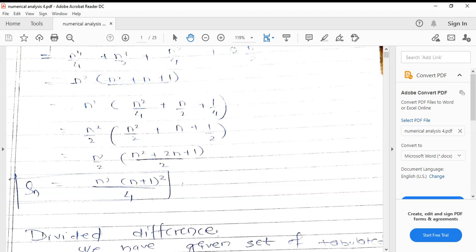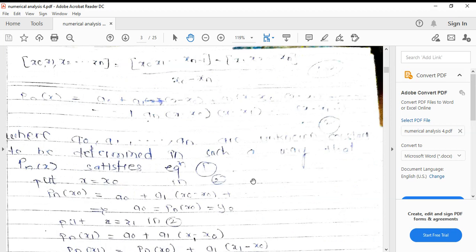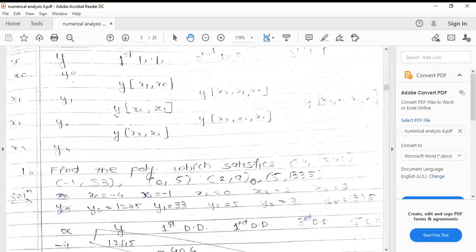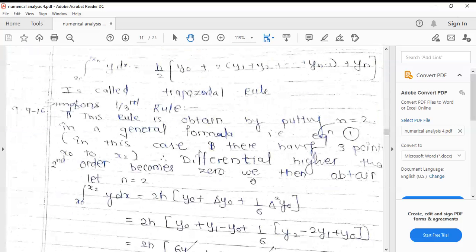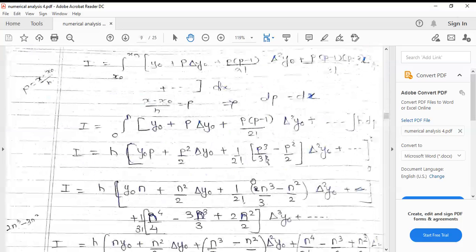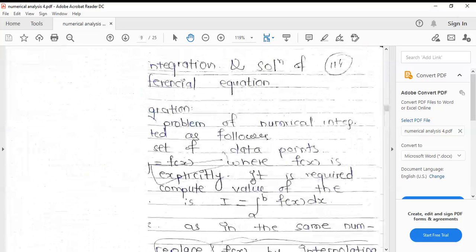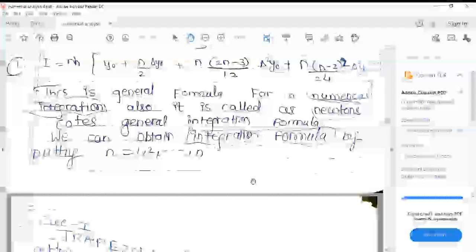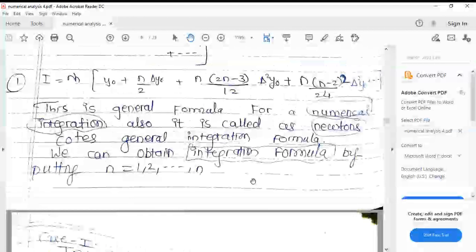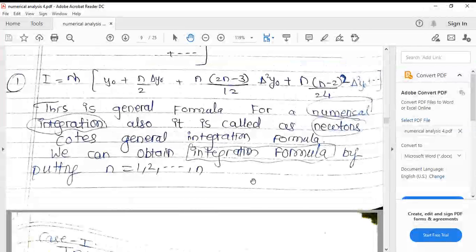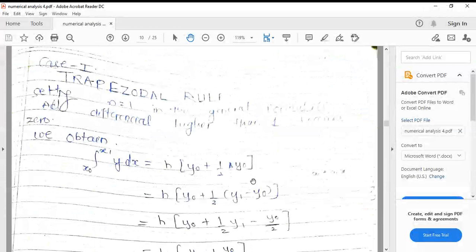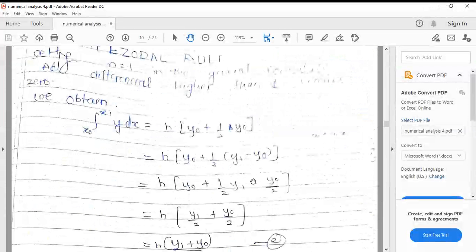Good afternoon, friends. In yesterday's lecture, we saw what a general integration formula is. Now we will see what happens if we put n equal to 1, 2, or 3 in the general integration formula. Here we put n equal to 1, 2, 3, and so we can find the trapezoidal rule, Simpson's one third, and Simpson's 3/8 rule.